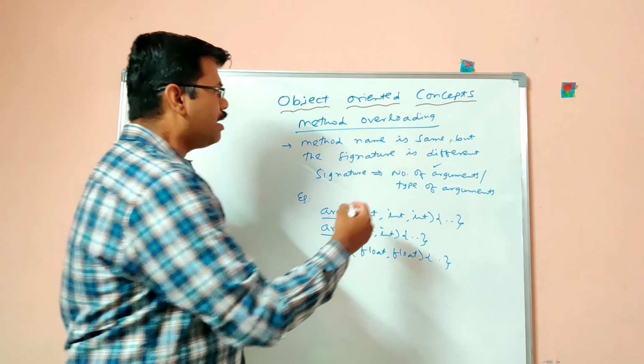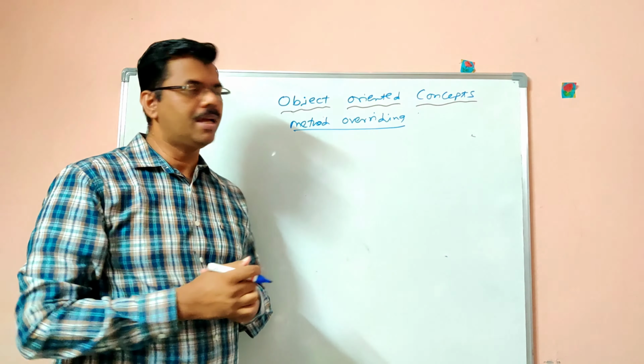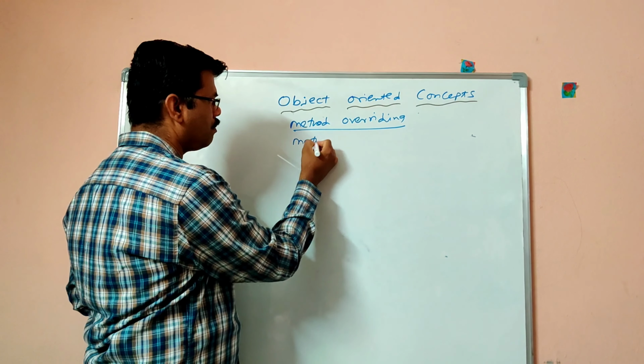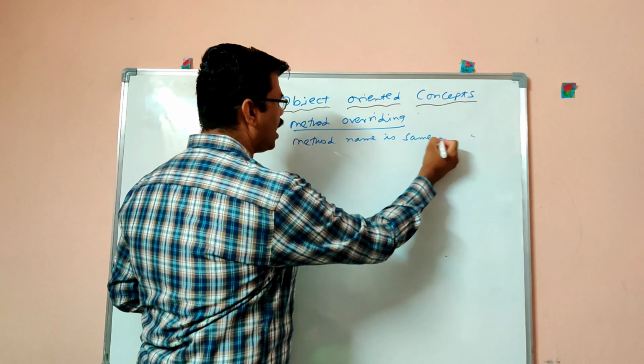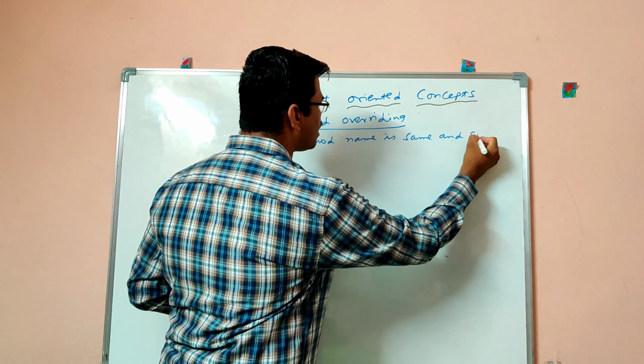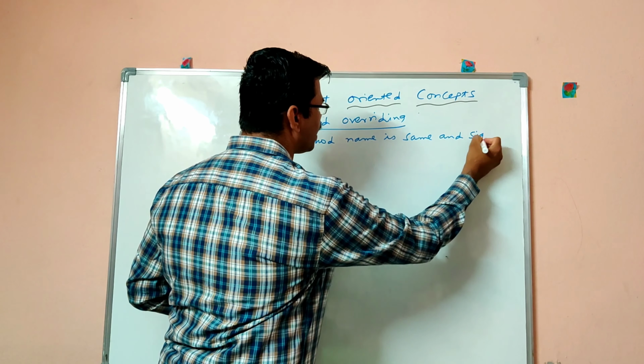This overriding is very important. The complete Java technology depends on the topic overriding. Method overriding. In method overriding, method name is same, and signature is also same. And this concept overriding is mainly for subclasses.